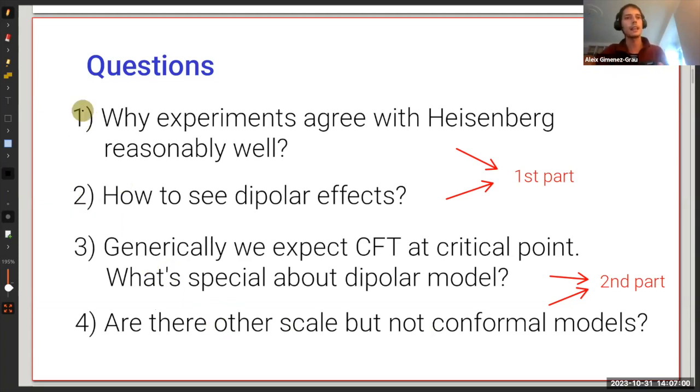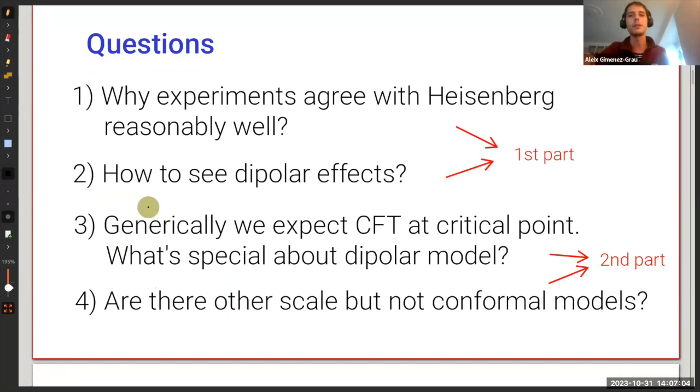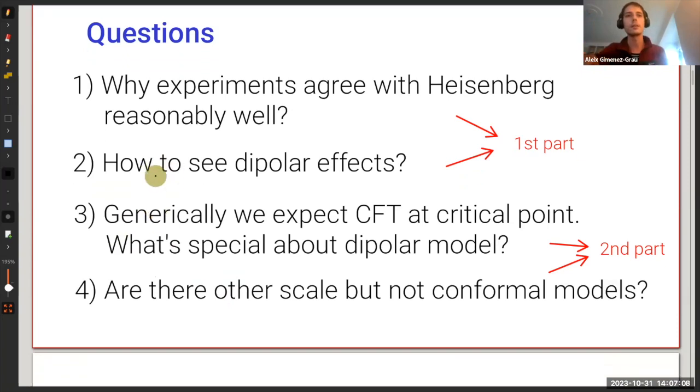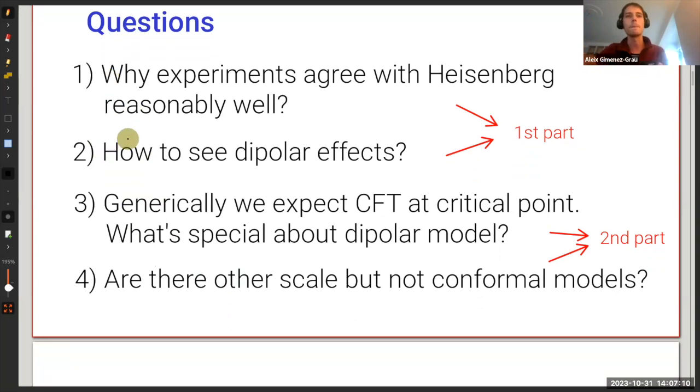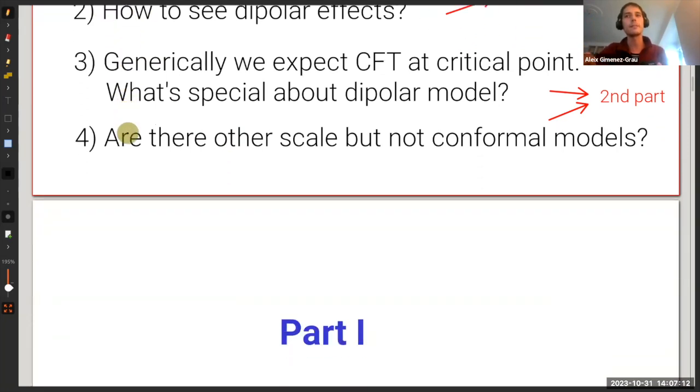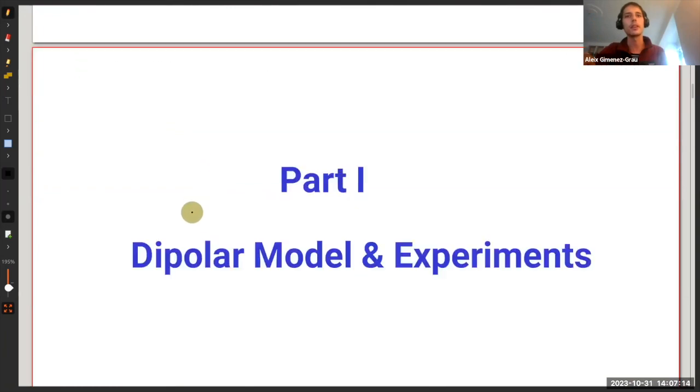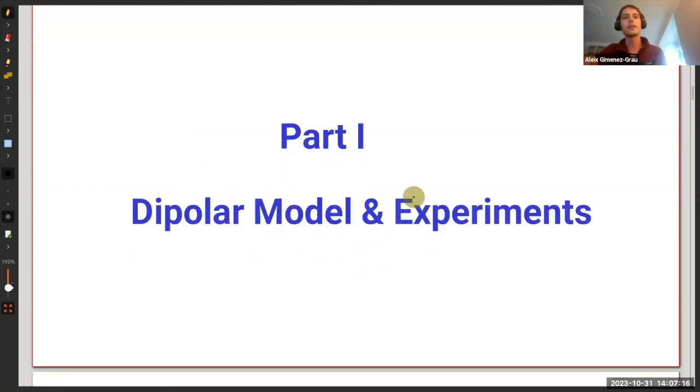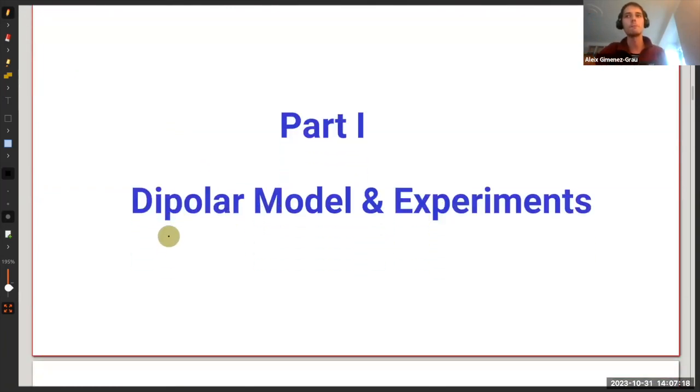And as I was saying, it's going to be divided very much into two different parts. Okay, so is there any question at this point, or if not, I'm going to proceed with the first part. And please interrupt at any point if there are any questions. So let's start with the more experimental part of the talk.